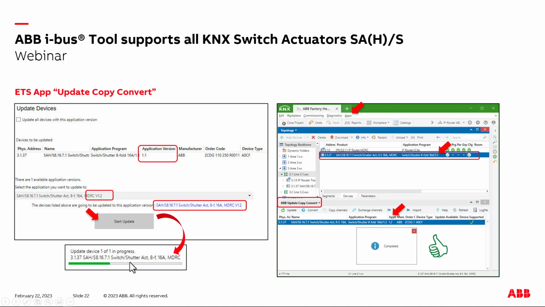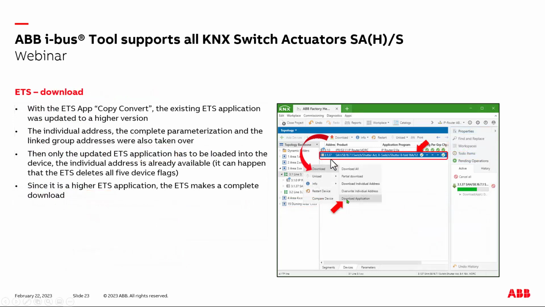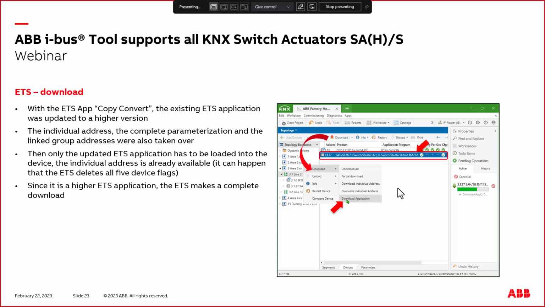Then the process starts, and after some moments you will see that this device with the address 3137 is updated to version 1.2. The individual address of course also remains because the device is still installed in ETS. This is really good, and we need it in our ABB iBus tool access, and then you can close the app. The last step is then to download this higher version of the ETS application. So click, like always, on the button download ETS application, but then the ETS makes a complete download of the ETS application, which can last some minutes.